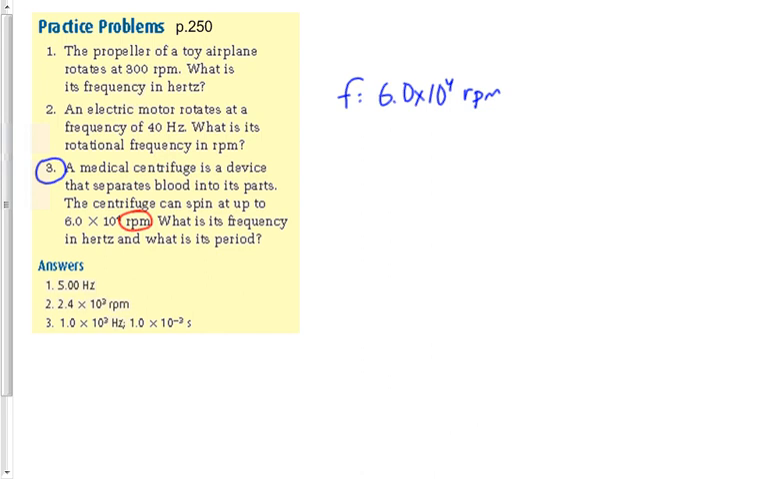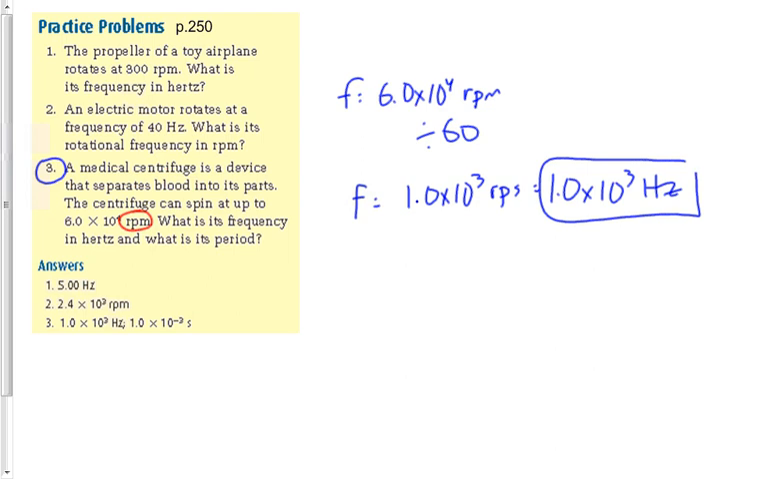If we multiplied that by 60, we'd end up with a number that's way bigger than that. Well, you're not going to get more revolutions per second than you get per minute. So it's got to be divided by 60. So let's divide it by 60. We're still going to get a frequency, but this time the frequency is going to be in revolutions per second, or hertz. Works out to be 1.0 times 10 to the 3 RPS, or 1.0 times 10 to the 3 hertz. Question?